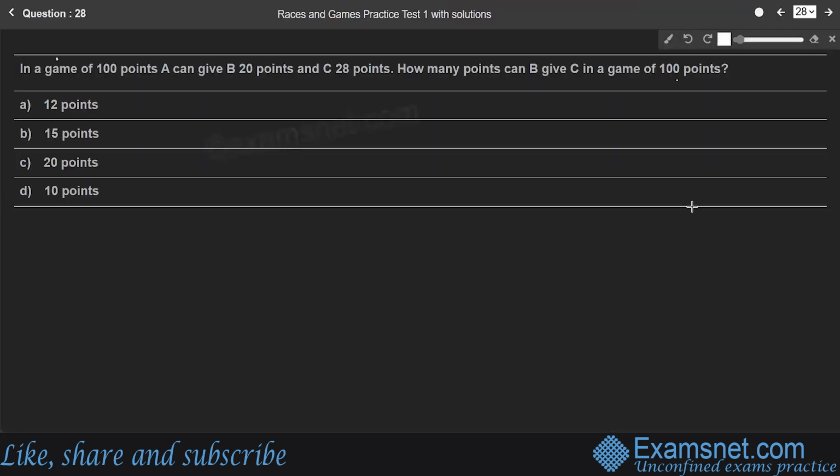Question number 28. In a game of 100 points, A can give B 20 points and C 28 points. How many points can B give C in a game of 100 points? Very simple question. So here we'll consider 3 persons. In a game of 100 points, A can give B 20 points. Right? Points given to B by A is 20, so we'll consider it as X1. And the total points in the game is considered as X. Points given to C by the same person A is 28 points, so we'll consider it as X2.